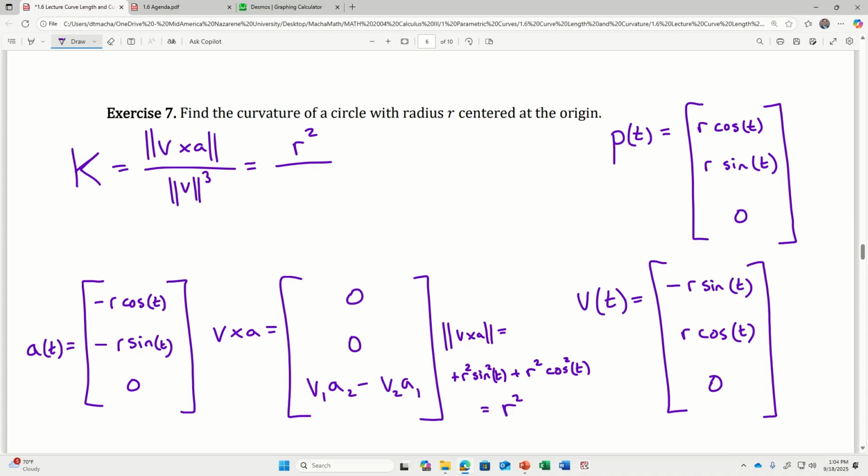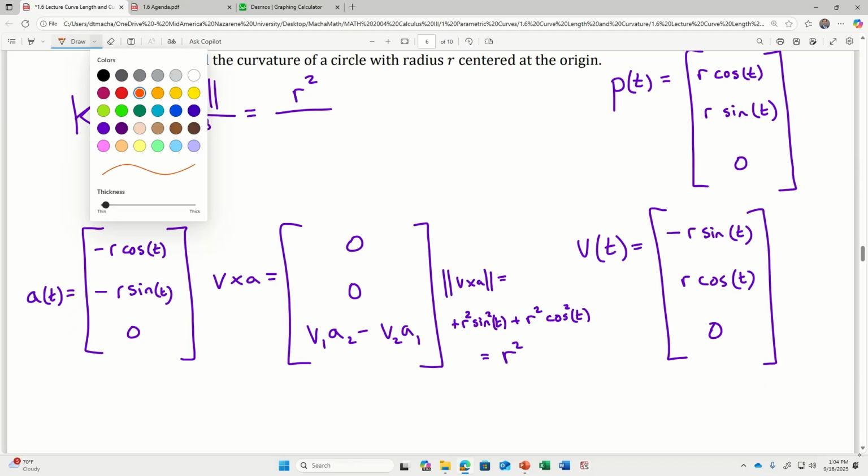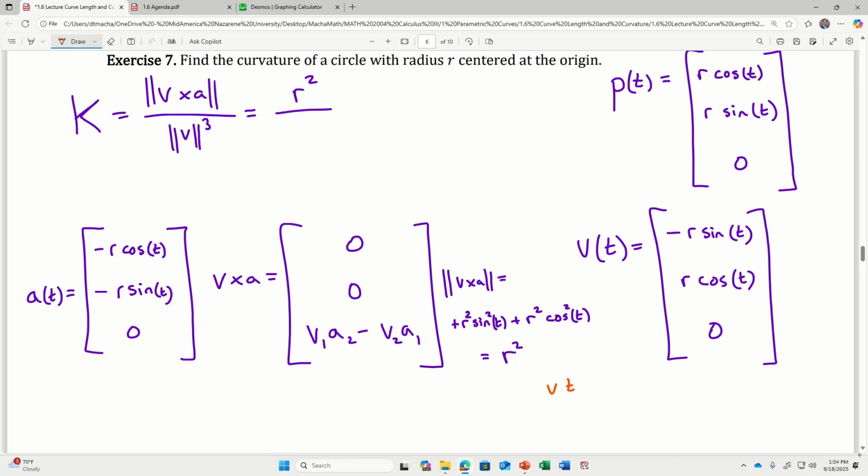Now I need the speed for the denominator. So let's think about the speed for a minute. The speed is the norm of the velocity, and that's going to be the square root of negative r sine of t squared plus r cosine of t squared. So somebody tell me, what is my speed?